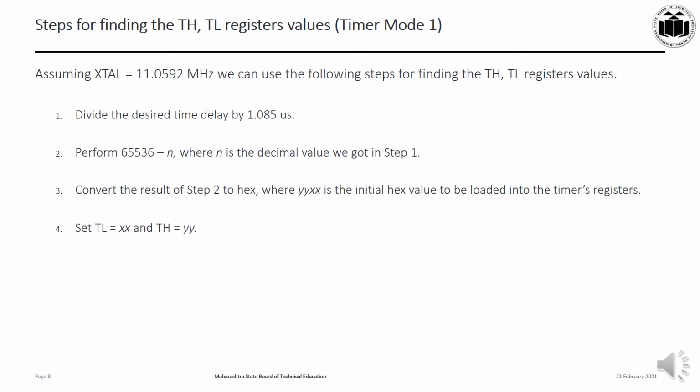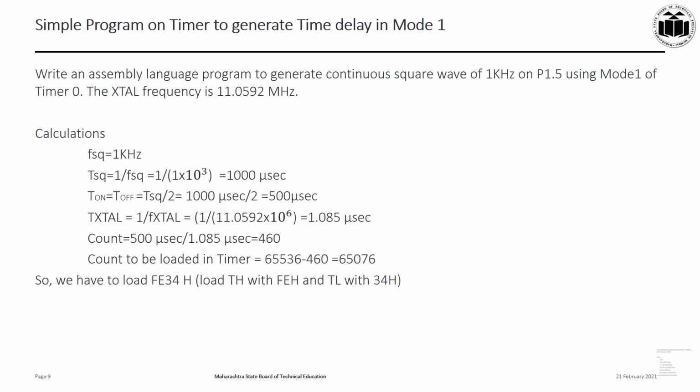Now we will try to write an assembly language program to generate a continuous square wave of 1 kHz on pin P1.5 using mode 1 of timer 0. So we have to assume the crystal frequency as 11.0592 megahertz. To calculate the value to be loaded into the TH and TL registers, first we have to find out the value of T square. T square is nothing but the inverse of F square, so it will be equal to 1000 microsecond.